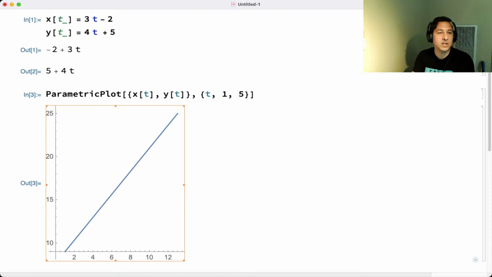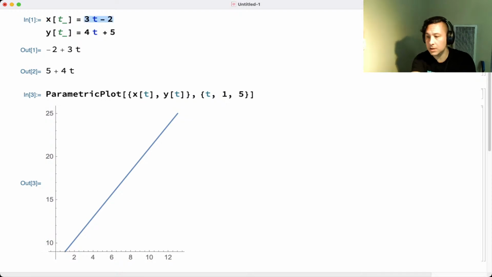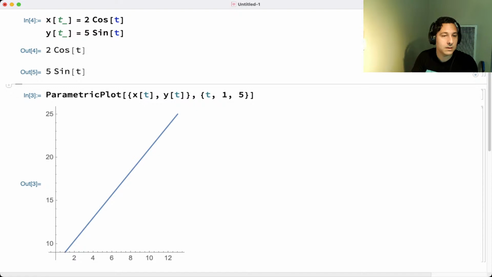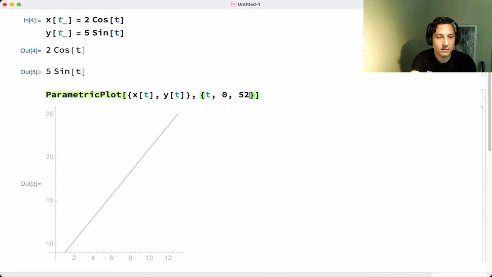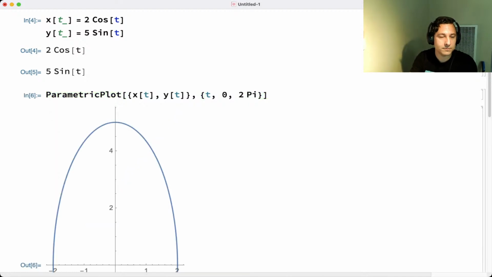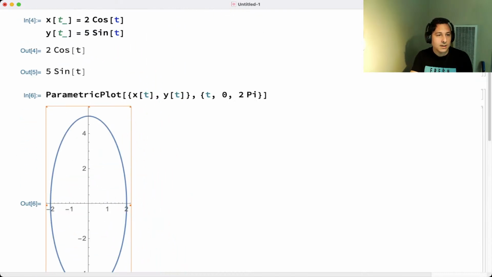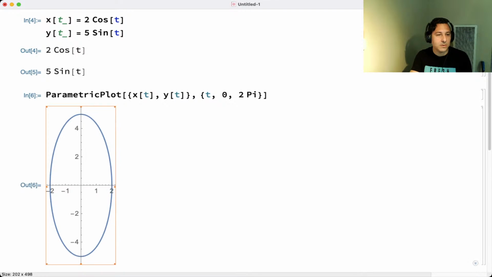Okay, here we are. So we're going to change our x of t to, what was it that I said? I said 2 cosine t. And let's have our y of t be 5 sine t. And let's have it plot from 0 to 2 pi for the parameter.